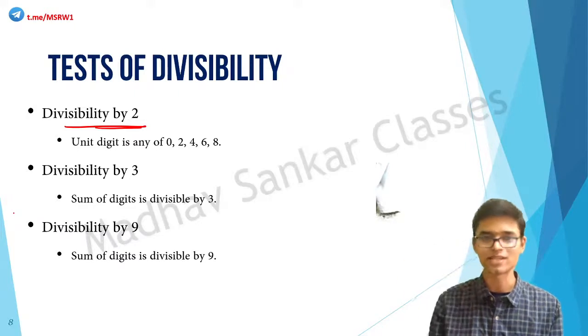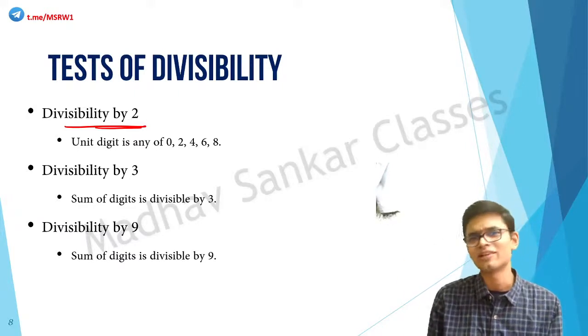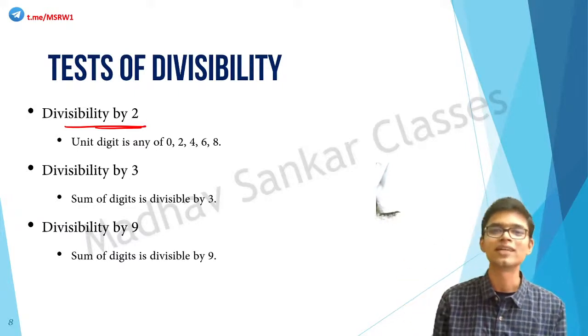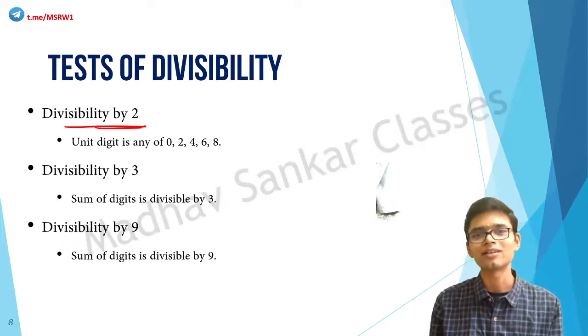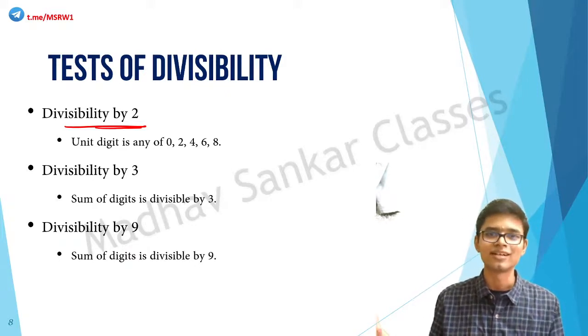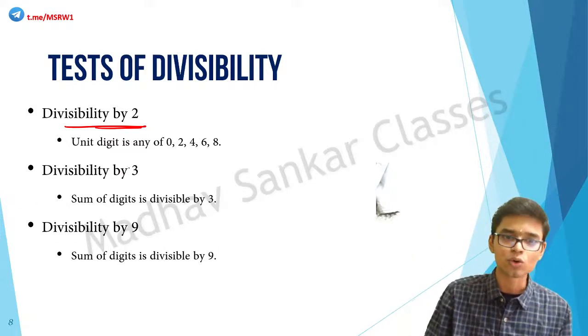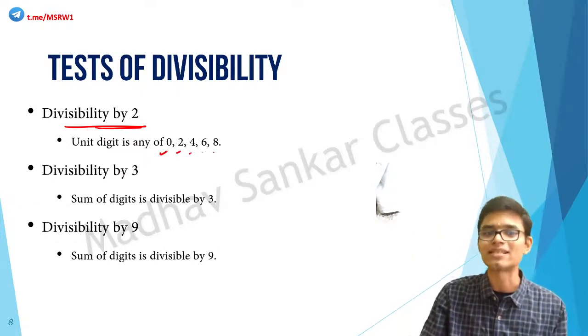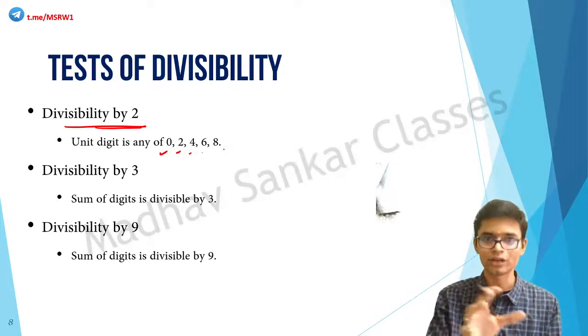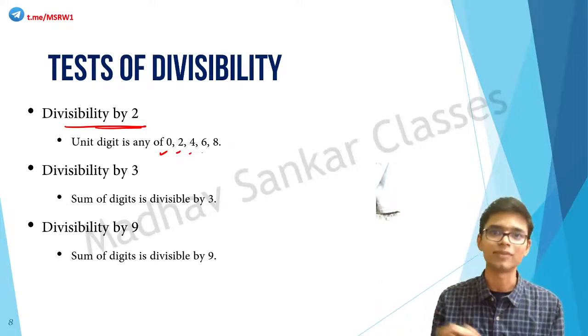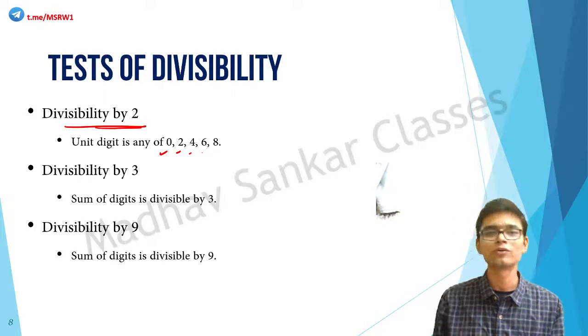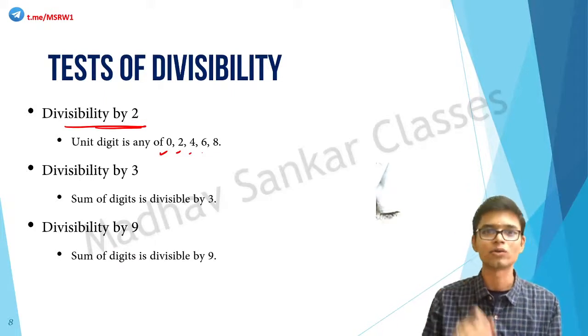What is the test of divisibility by 2? Very simple, right? If it is an even number, it is divisible by 2. Otherwise, it is not. So if the unit digit place is 0, 2, 4, 6, 8, then that number is an even number, so that number is divisible by 2. Very simple. You all know that.